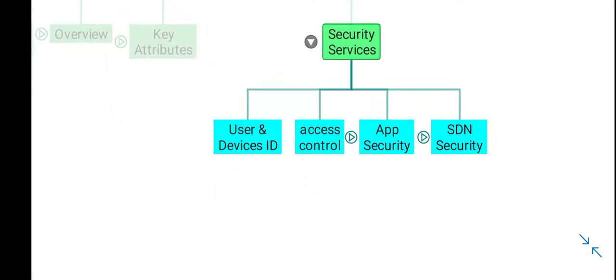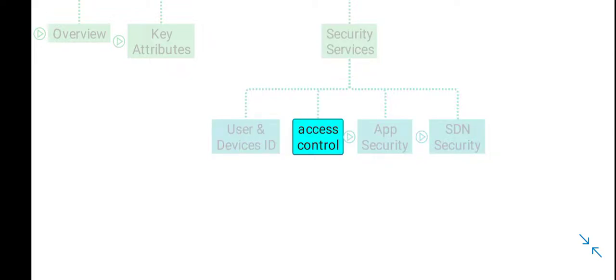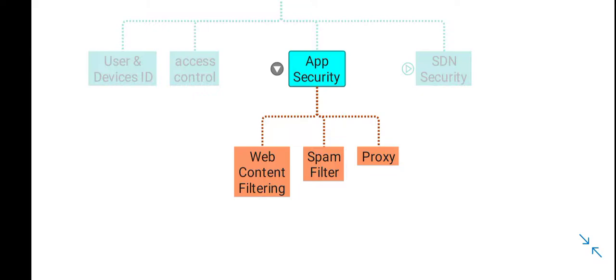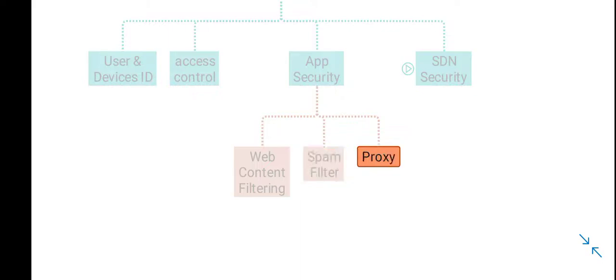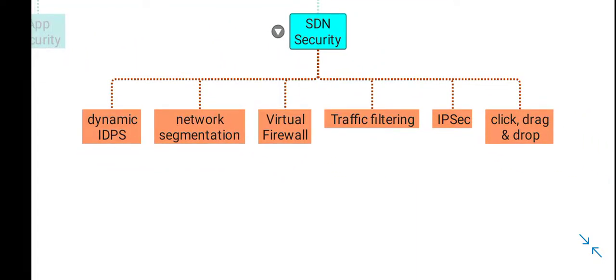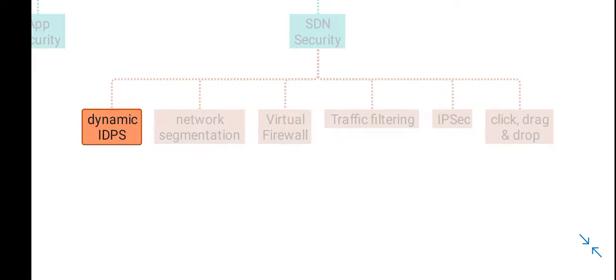Now there are different security services, for example, user and device identification, access control, application security, and security of software defined networks. In application control, the services which software defined security can offer include web content filtering, spam filters, and proxy. And to secure the software defined networks, it can deploy dynamic IDPs, and it can perform network segmentation or micro segmentation, and also it can deploy virtual firewalls or traffic filtering and IPsec tunnel services. So administration of security is done in click and drop manner.